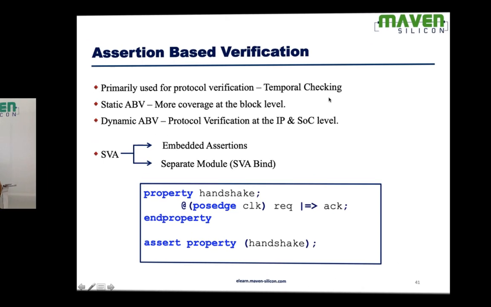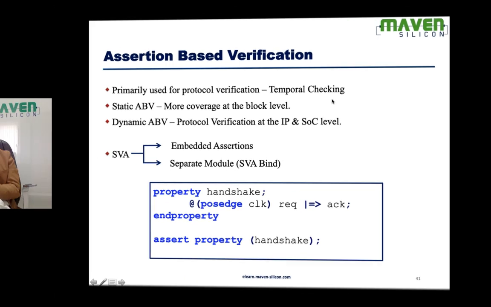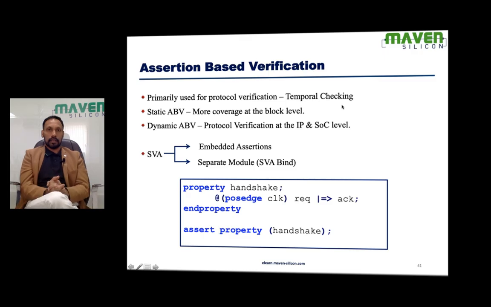The static ABV is an automated one. Basically, we use the tool to verify the RTL. So we need to write the RTL, and then for the RTL we need to write all kinds of assertions, and then we feed both RTL and assertions to the tool. The tool is going to verify the functionality based on the assertions. That's called static ABV. But that doesn't work fine at SOC level because the design complexity is more.